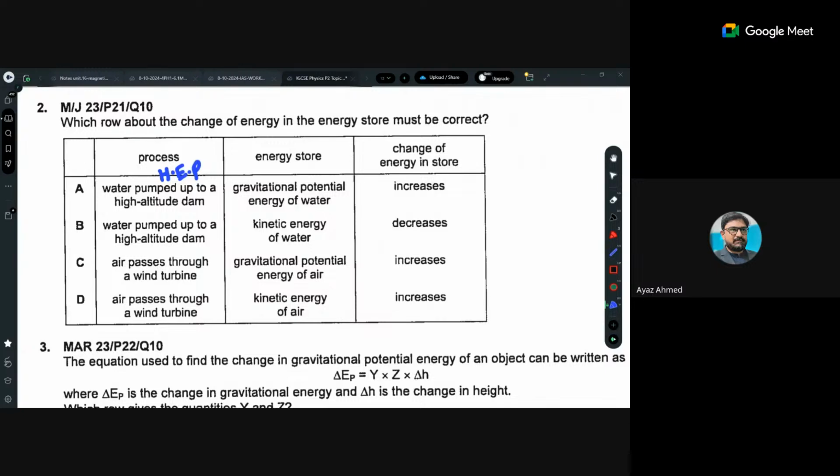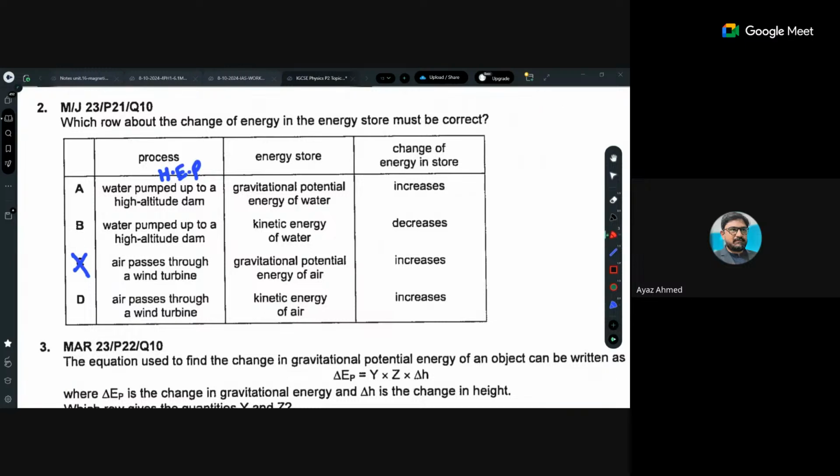Then, water pumped up to a high altitude dam, kinetic energy of the water decreases. Air passes through a wind turbine, gravitational potential energy of the air increases. So it is absolutely incorrect. So just cross it. Air passes through a wind turbine, kinetic energy of the air increases. So these are three very close options, right? Because all of these three options are not exactly wrong.